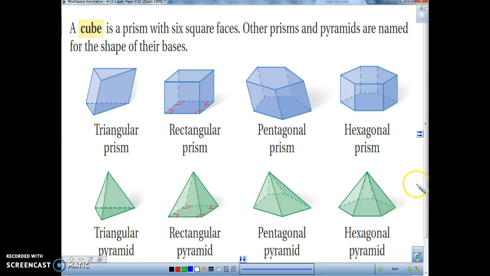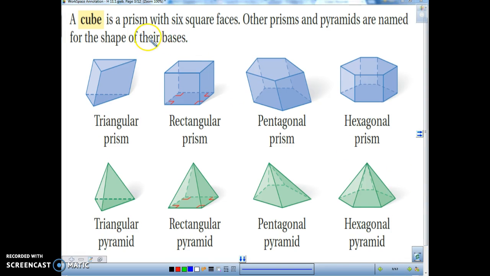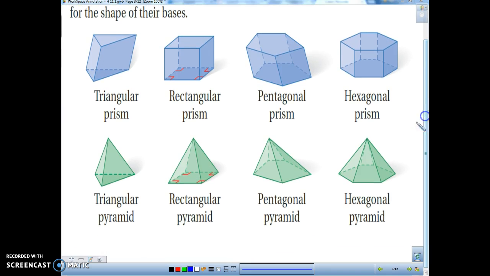Here are some names for different types of shapes. A cube is a special type of prism. It has 6 square faces. Other prisms and pyramids would be named based off of the shape of their bases. So a cube is like a special exception to the naming rule. But for all of these, you can see that we name the prisms based off of their bases. So here, the bases are both triangles, so that's a triangular prism. Here, the bases are both rectangles, that's a rectangular prism. Pentagonal prism, and hexagonal prism. Likewise, we would name our pyramids the same way based off of the base that they have. So a triangular pyramid, a rectangular pyramid, pentagonal, hexagonal.